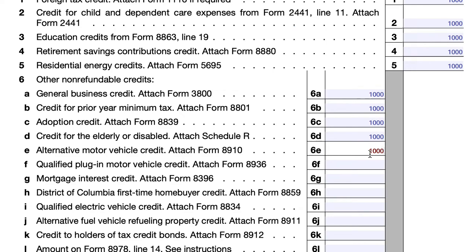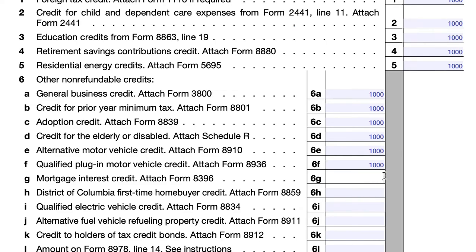However, most taxpayers are probably going to be more familiar with the very next credit, which is the qualified plug-in motor vehicle credit. This tax credit, which you claim on IRS Form 8936, largely has replaced the alternative motor vehicle credit. It's more expansive, and it covers a little bit more of the vehicles that you would see placed into service today.